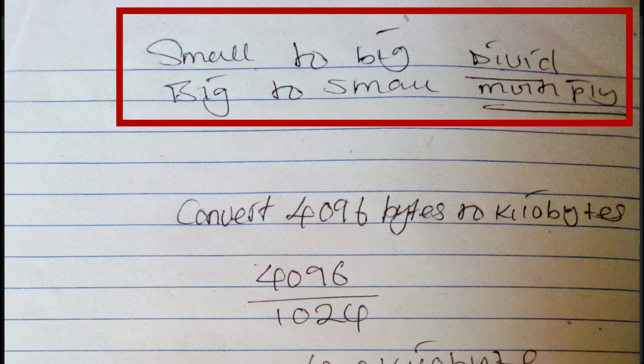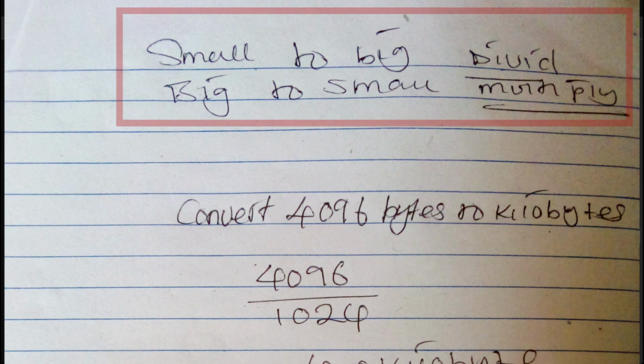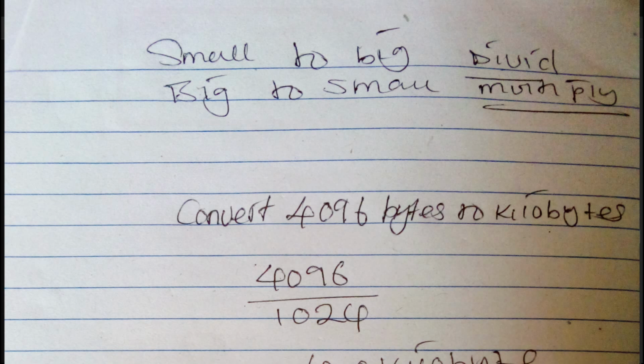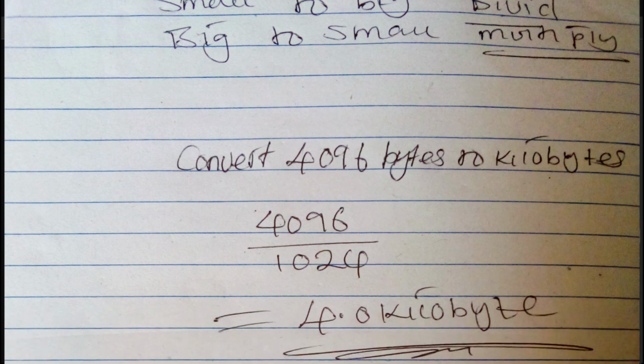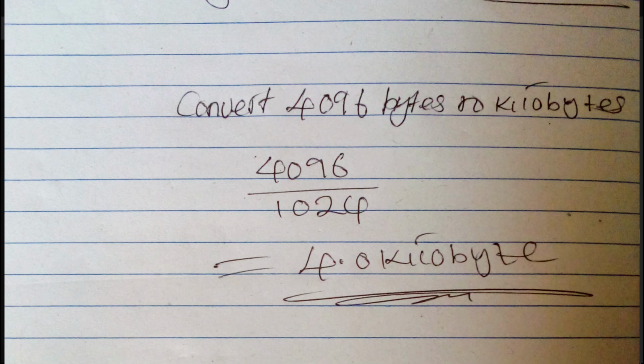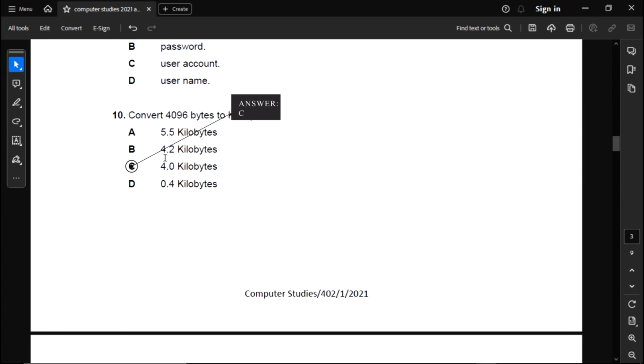When you're converting a small unit to a bigger unit, we have to divide that number by 1024. When you're converting a big unit to a small unit, let's say kilobyte to byte, we have to multiply that number by 1024. Since we are converting 4096 bytes, a small unit, to kilobytes, a big unit, we need to divide this number by 1024. When you do that, you're going to have the answer, which is 4 kilobytes. So 4096 bytes in kilobytes is 4 kilobytes, which is C. So the correct answer on question 10 is C.